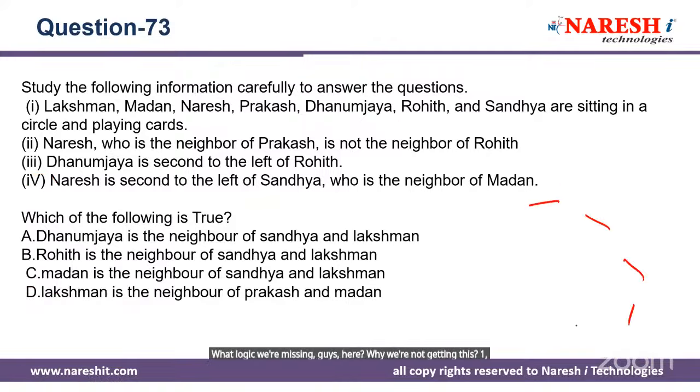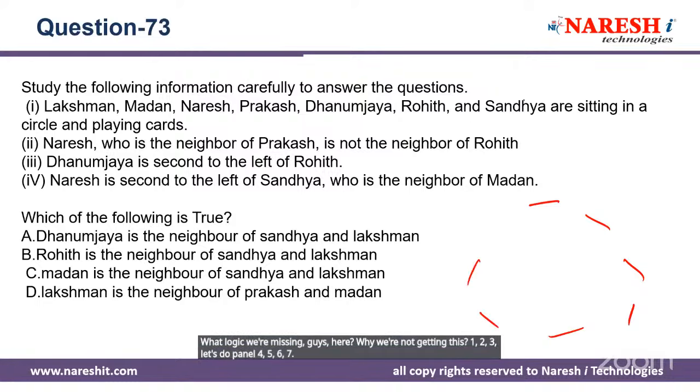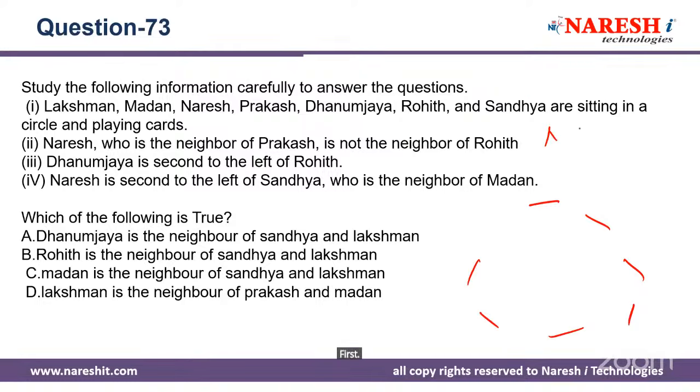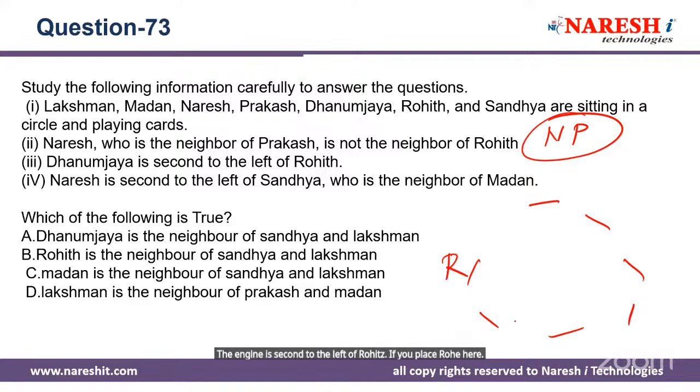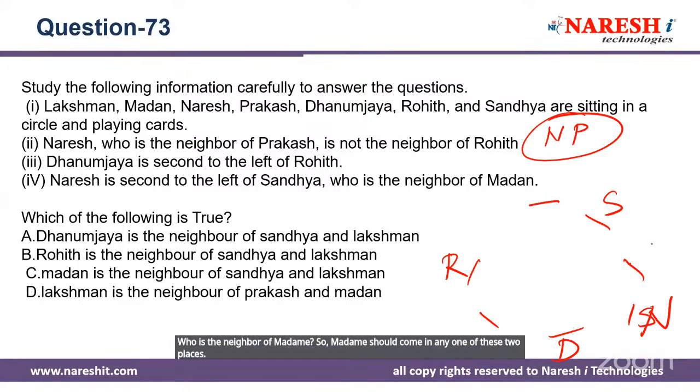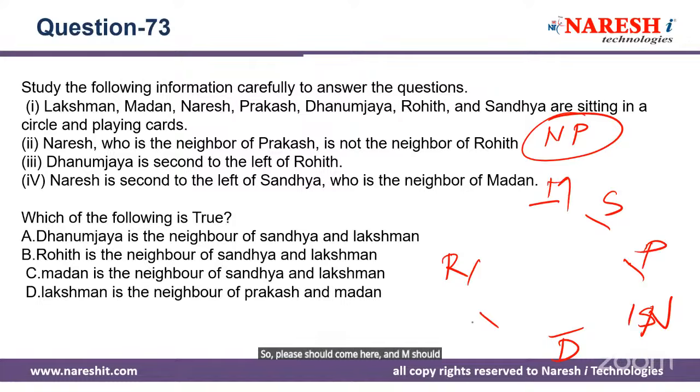One, two, three, four, five, six, seven. First, second, Naresh and Prakash are neighbors. Dhananjay is second to the left of Rohit. So if we place Rohit here, second to the left of Rohit should be Dhananjay. So Dhananjay should come here. Naresh is second to the left of Sandhya. This is Naresh, Sandhya comes here, who is the neighbor of Madan. So Madan should come in any one of these two places. So P should come here and M should go there and Lakshman should come here.